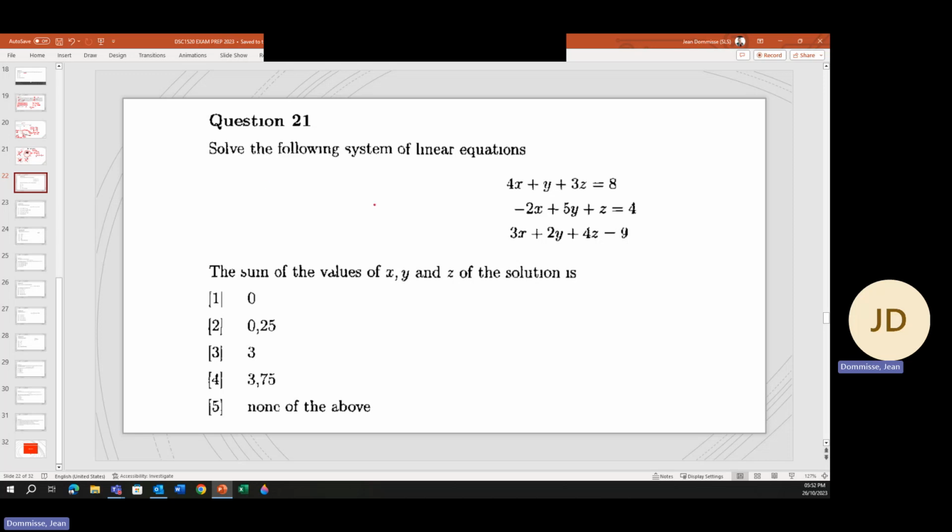Okay, so let's go to the next one. Now they're giving us a set of linear equations, and we need to solve x, y, and z. Normally they ask us to say x is equal to 1, y is equal to 2, z is equal to 3, or something like that. But in this instance, they say to us the sum of the values is equal to one of these. Okay, so a bit different.